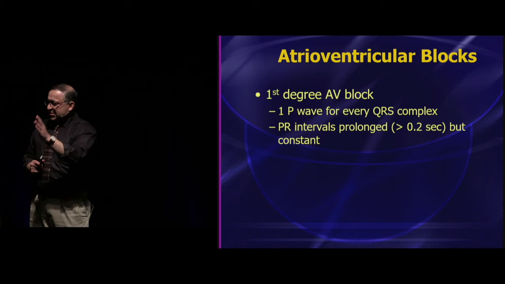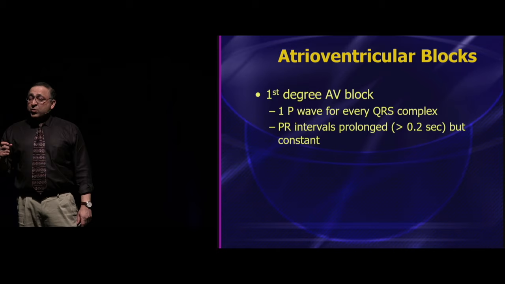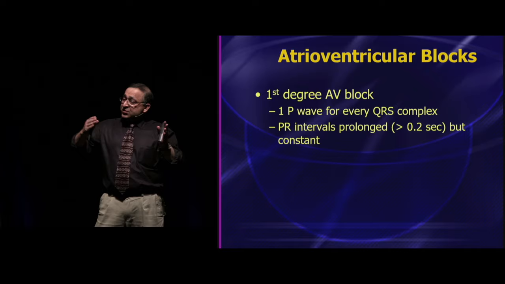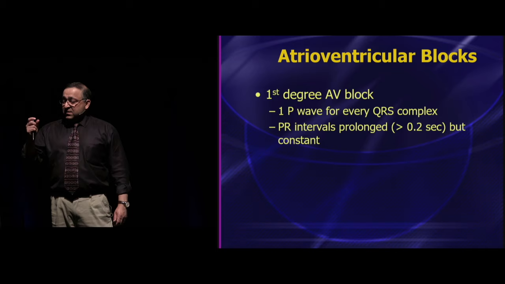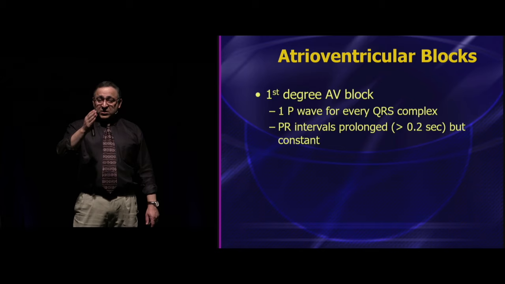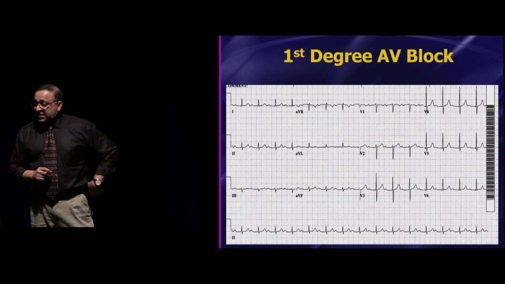Very, very easy. All you need to do is look at the PR. Remember what a normal PR interval is. A normal PR interval is 120 up to 200 milliseconds. So first degree AV block simply means that the PR is greater than 200 milliseconds. One P wave for every QRS. So it's P, QRS, P, QRS, P, QRS, P, QRS. And the PR is a little bit long, as you see up here.